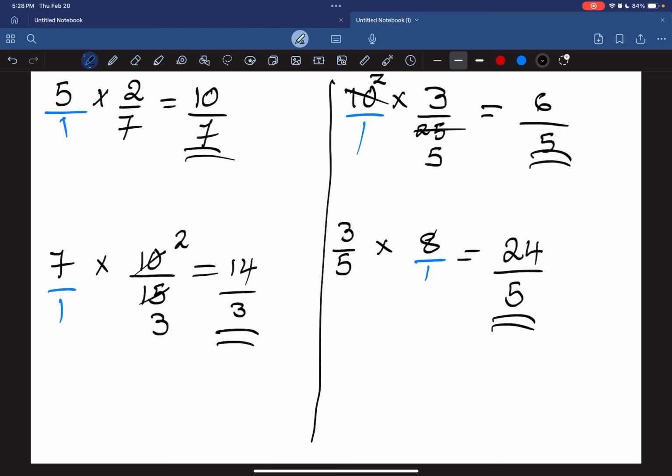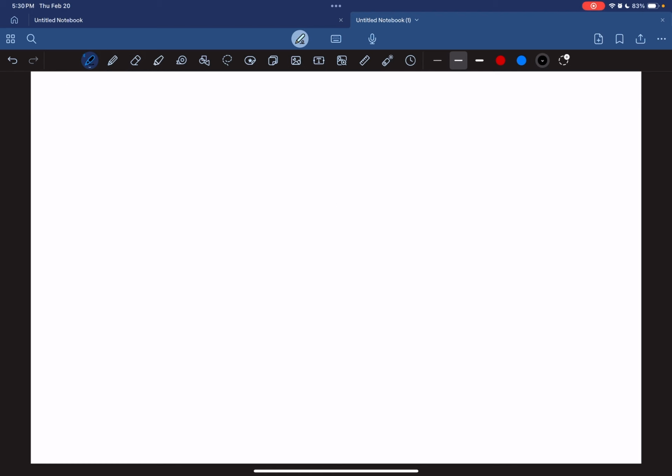Alright, remember, math does not only work one way. Many paths, one destination. Whichever path is easy for you, you go on that path. Alright, and that's just basically how we look at fractions. Alright, let's look at multiplying mixed numbers.